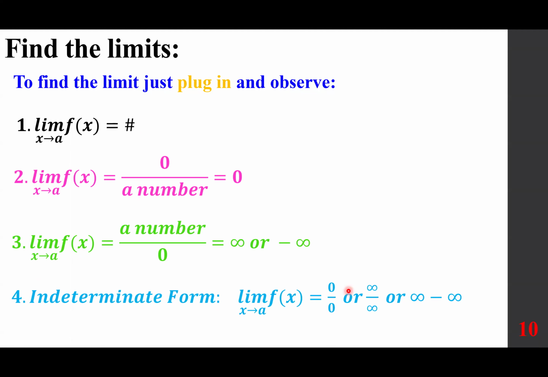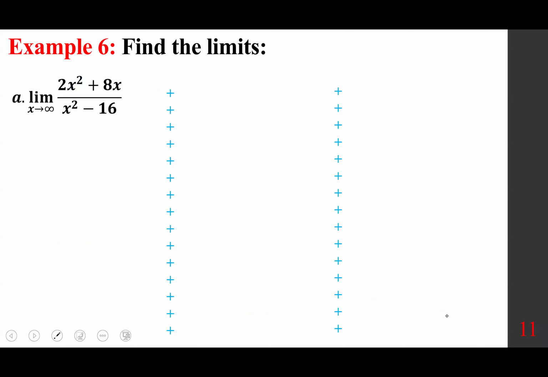Indeterminate forms: 0 over 0, infinity over infinity, infinity minus infinity, and there are other forms. We need to use our algebraic techniques to get to the answer. Right here, for example, if you plug in, I hope you recognize x is approaching infinity, the top becomes infinity, the bottom becomes infinity. So what is the technique?